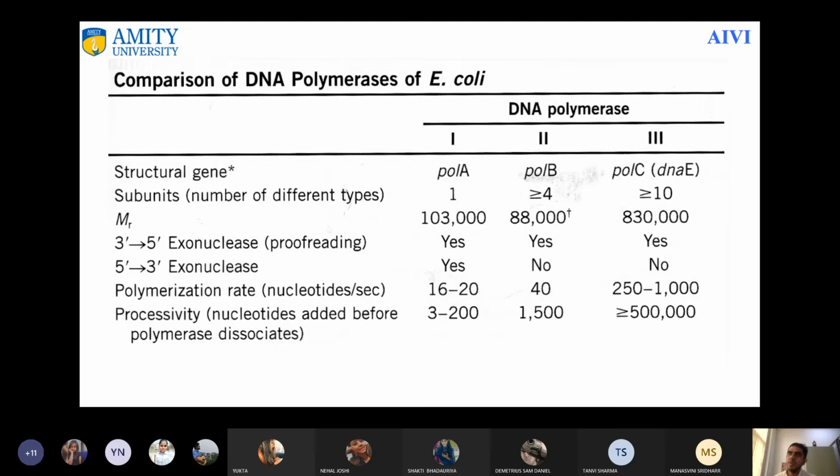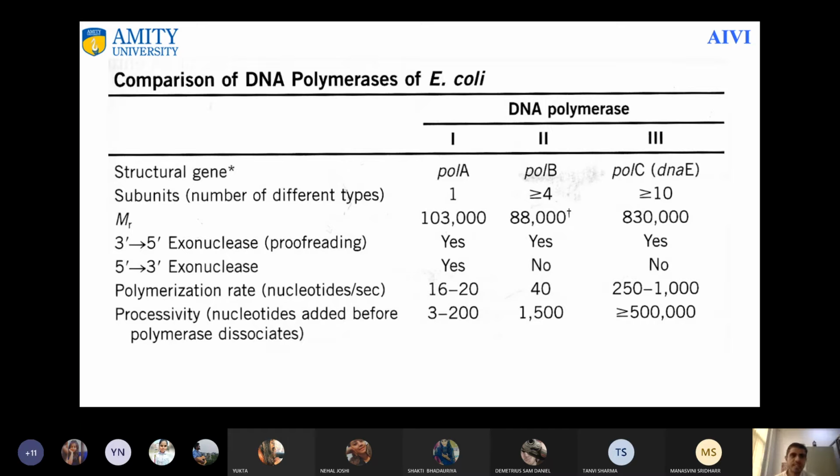So if you remember your molecular biology classes, bacteria have three different types of polymerase: polymerase 1, polymerase 2, polymerase 3. Different polymerases have different types of activity. So you can see here the structure in Pol A, Pol B, Pol C, and among these three polymerases, the most important for us is going to be DNA polymerase 1, and this DNA polymerase 1 is the polymerase that we are going to utilize for our experiments.